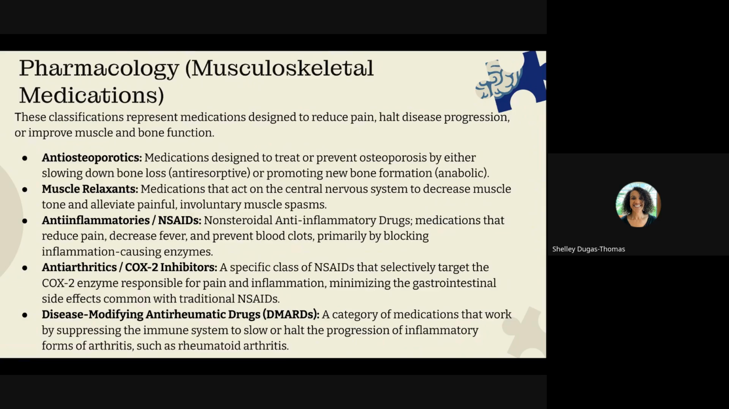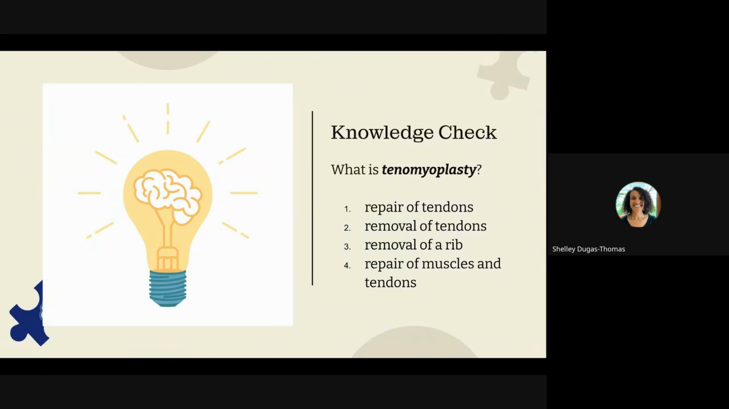NSAIDs are non-steroidal anti-inflammatory drugs. And the suffix inflammatory meaning they actively work against the inflammatory process, itis, in the joints. DMARDs, or disease modifying anti-rheumatic drugs, are used for autoimmune forms of arthritis like rheumatoid arthritis. So here's a final knowledge check for you.